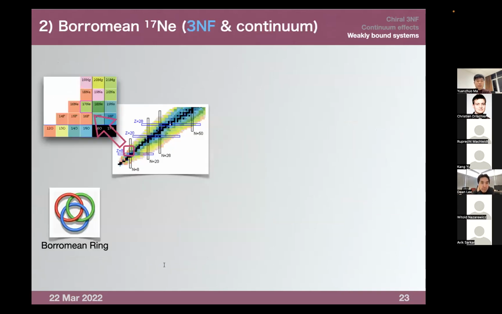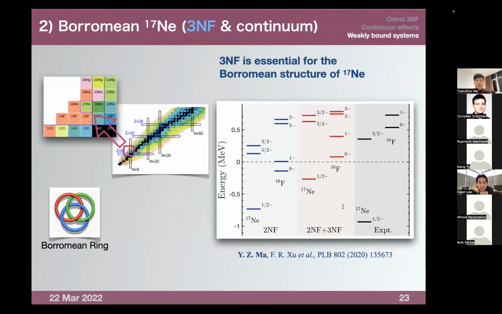The second one I want to talk about is neon-17, which is located on the proton-rich side. It is a Borromean nucleus with an unbound fluorine-16 subsystem. The calculation shows that the three-nucleon force may play a crucial role for the unbound fluorine-16, which makes neon-17 a Borromean structure. This Borromean nucleus may share some similarity with helium-6, which is a halo nucleus.